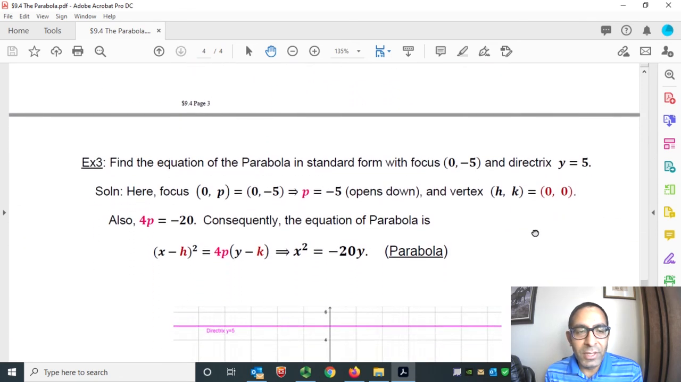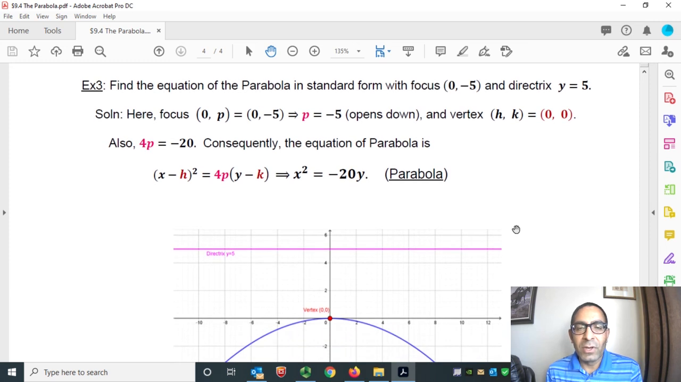Let's do example 3. Find the equation of the parabola in standard form with focus at (0, -5) and directrix y equals 5. Let's begin the solution. So by formula, since the focus is (0, p), which is given to us as (0, -5), we have p equals -5. Since the sign of p is negative, that means this parabola opens down. And the vertex is at (h, k) equals (0, 0), the origin. Also, 4 times p equals 4 times -5, which is -20.